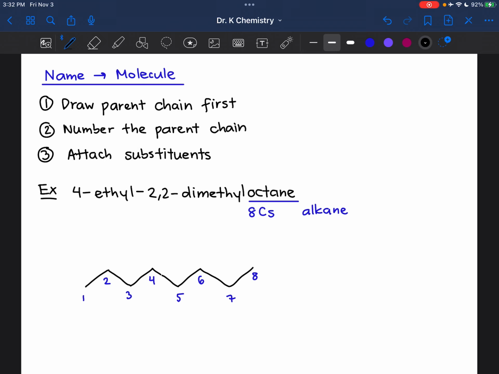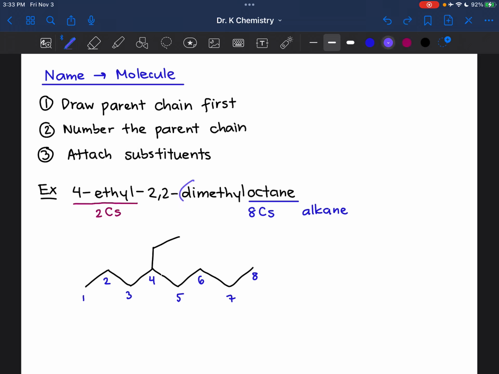And then I'm going to attach the substituents. And I see on carbon 4, there will be an ethyl group. And eth is telling me that there are 2 carbons on this particular substituent. So I'm going to locate carbon 4, it's right here. And I'm going to attach 1 carbon and 1 more. And there's my ethyl group. It contains 2 carbons.